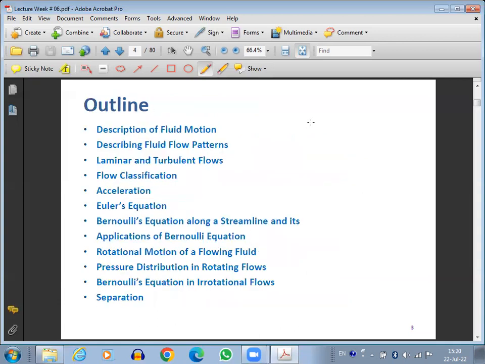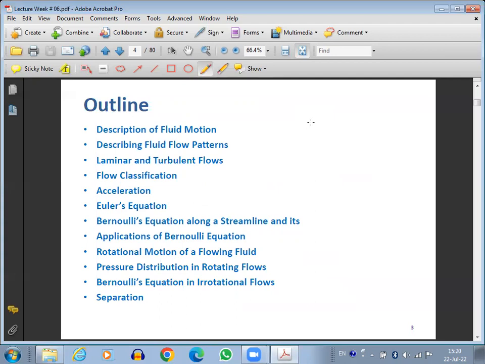So today we are going to discuss the description of fluid motion, describing fluid flow patterns, laminar and turbulent flows, flow classification, acceleration, as I told you, fluid motion, that is velocity, acceleration, Euler's equation, and Bernoulli's equation. Bernoulli's equation is a very common fundamental equation you might have seen.